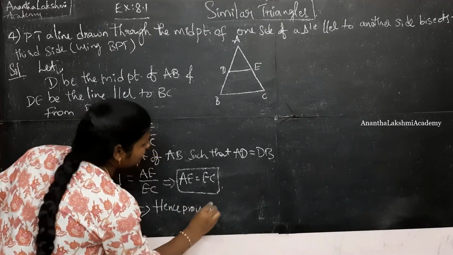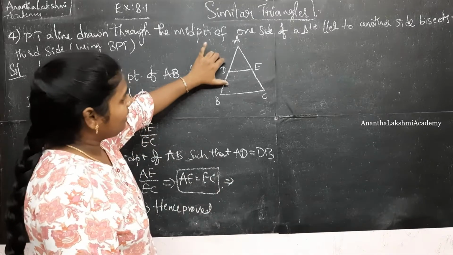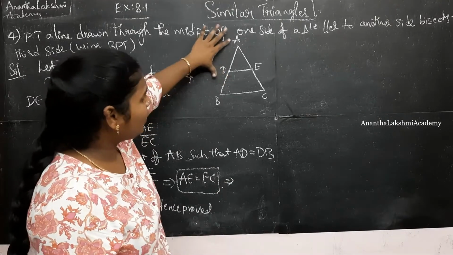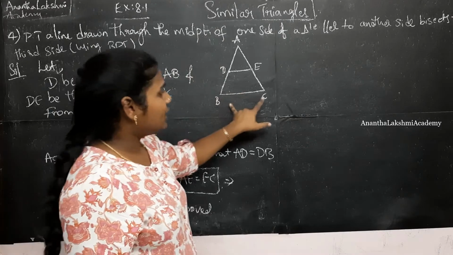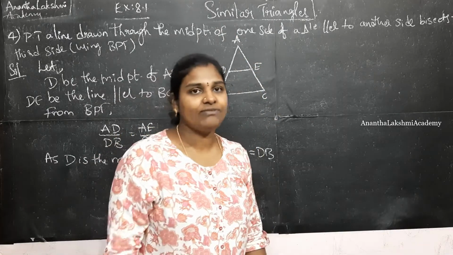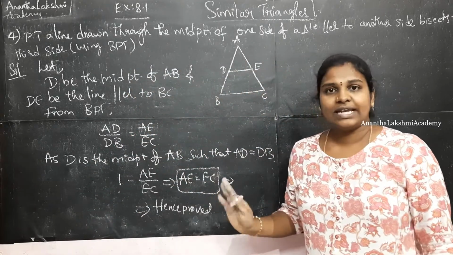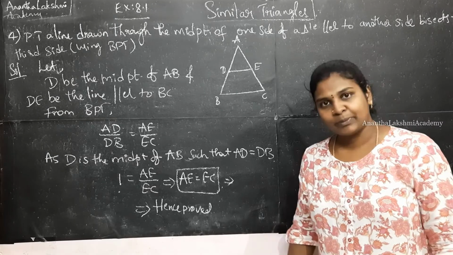You could write it right here. So the line drawn through the midpoint of AB, which is parallel to BC, is bisecting AC into two equal halves, and hence proved. Okay, that is about problem number 4. Let's jump into the next problem, problem number 5.